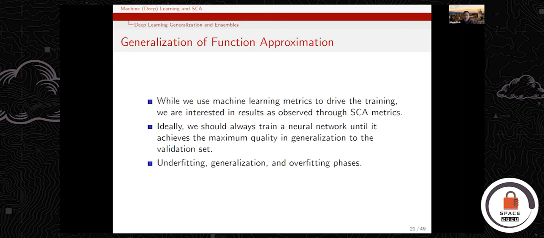The next thing I want to talk about is connecting, let's say, theory and deep learning results. When we are doing deep learning attacks or machine learning attacks in general, of course, unfortunately, we will use machine learning metrics to drive the training process. But in the end, we are interested in side channel metrics to evaluate the attack. So this is, for instance, the difference when we talk about accuracy as a machine learning metric versus guessing entropy as a side channel metric. And of course, ideally, when we are doing our deep learning attack, we want to train our neural network for exactly the number of epochs, so the length of time, that is required. What does it mean that is required? So exactly the time we need for our neural network to generalize well.